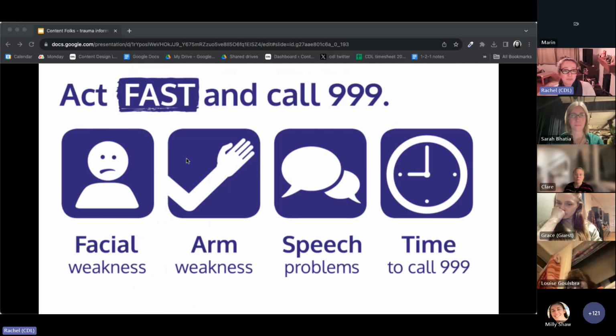This is another nice one. If you suspect a stroke, think fast. And the picture has one-word explanations of what to look for and what to do if someone's having a stroke. The icons spell out the word fast, and the instruction at the top is clear: act fast and call 999. And again, in high stress situations, we can possibly remember that. We can probably understand it, but it's clear. And in both cases, it also points people towards support.